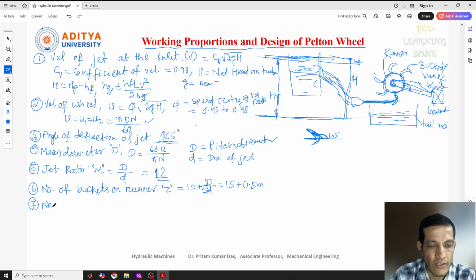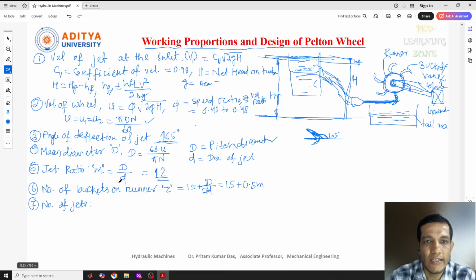The next one is number of jets. The number of jets can be calculated from the total rate of flow through the turbine, divided by the rate of flow of water through a single jet. Then we can calculate the number of jets.